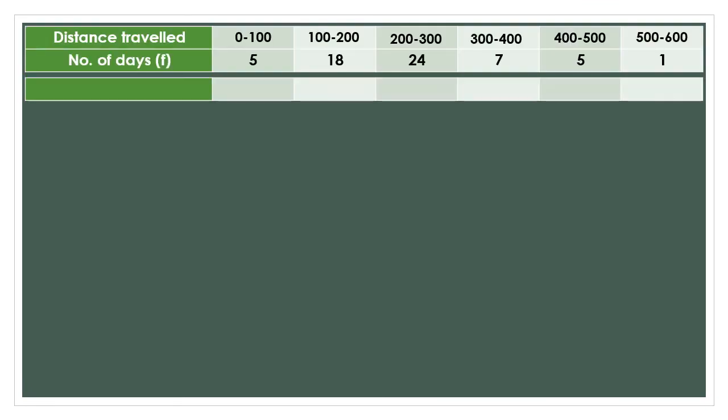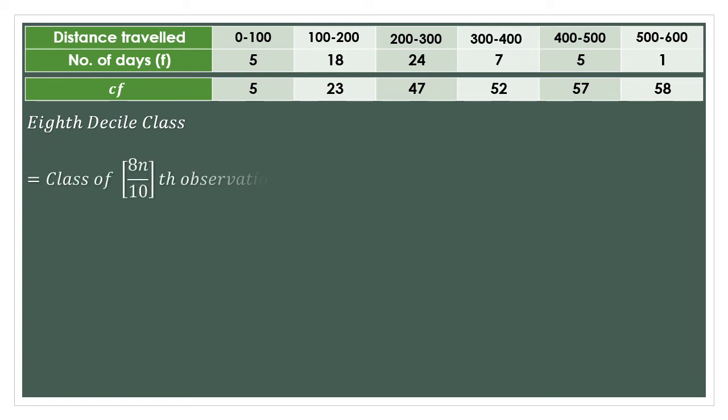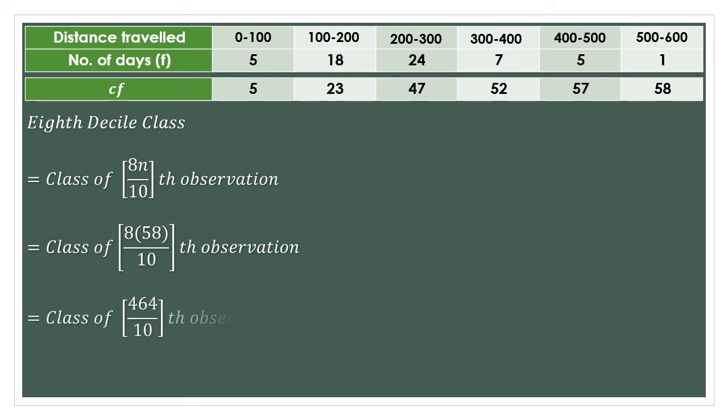Next measure we are supposed to calculate is the 8th decile class. So 8th decile, D8, we have to calculate. So it would be 8n upon 10, because it's a decile, it's divided by 10. 8n upon 10th observation, that would be 8 into 58 upon 10th observation. When we multiply it, we get 464 upon 10th observation, meaning our answer will be 46.4th observation.